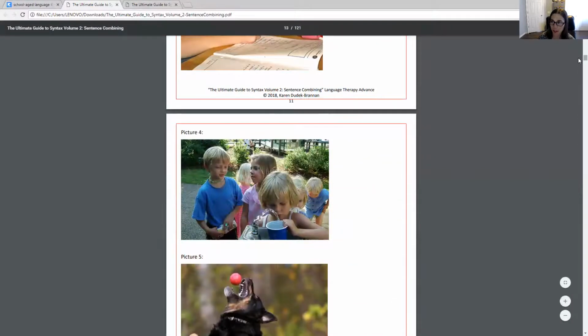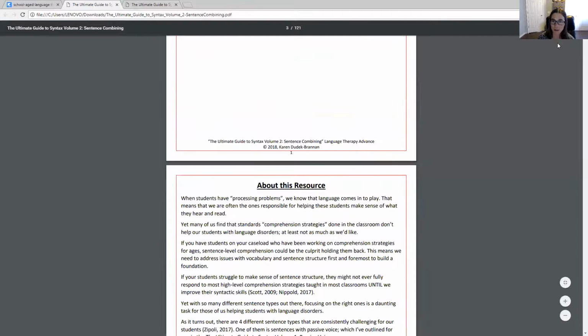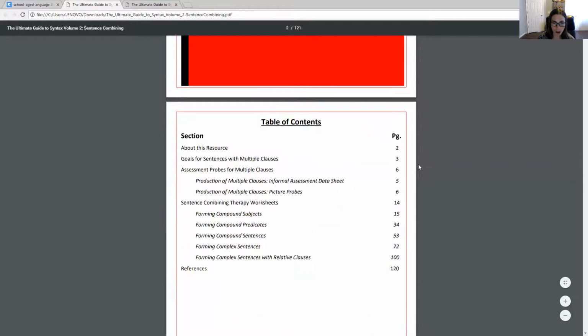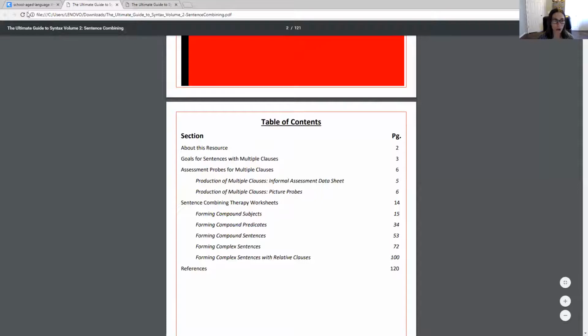So there's all different types of sentences that you can address using sentence combining. I'm going to go up to the table of contents here. Again, there's over 100 worksheets with sentence probes. I will teach you to actually address 5 different types of sentences here with your students. The reason that it's broken up this way, even though there are only 4 difficult sentence types, is that we do want to scaffold. So I do show you how to use sentence combining for some easier sentence types to help get your students started with this strategy. So as you go through this guide, you'll know how to work through all of those.